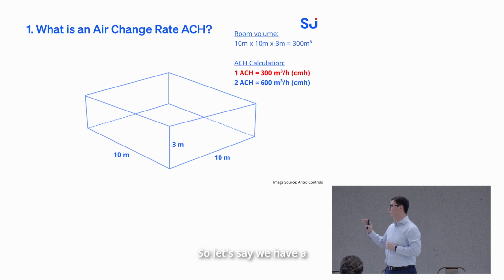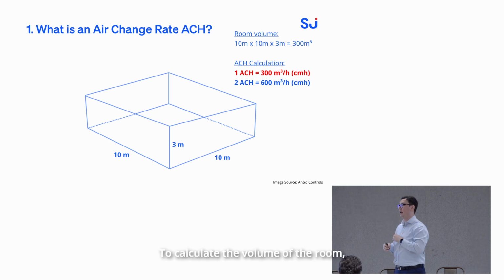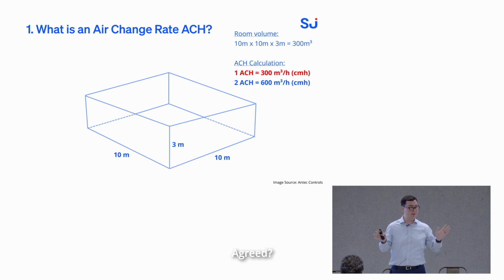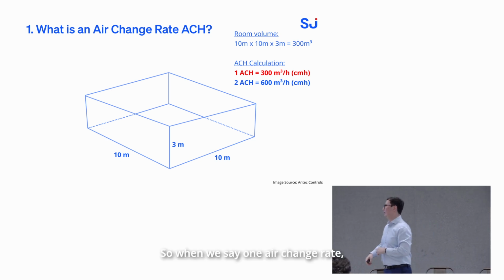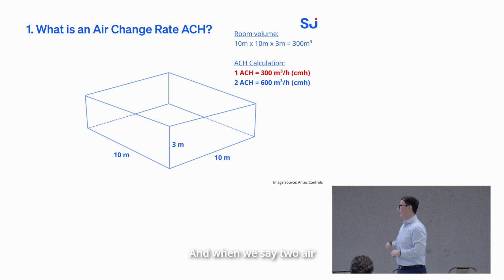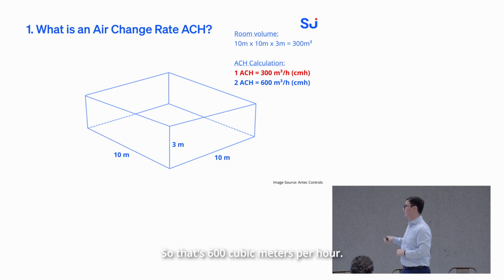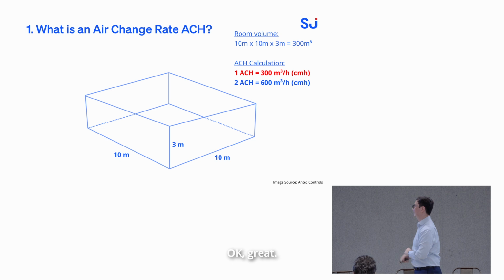So let's say we have a 10 meter by 10 meter room, and it's 3 meters tall. To calculate the volume of the room, we go 10 meters times 10 meters times 3 meters. That gives us 300 cubic meters. Agreed? So when we say one air change rate, that means it's 300 cubic meters per hour. And when we say two air change rates, it's 300 times 2, so that's 600 cubic meters per hour. Agreed? Yes, okay, great.